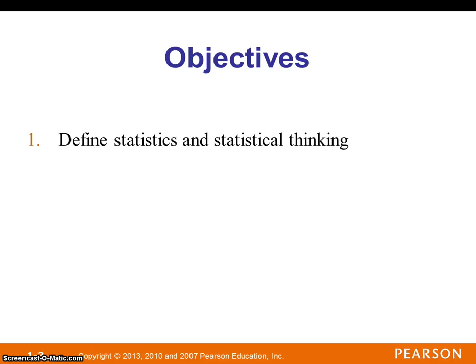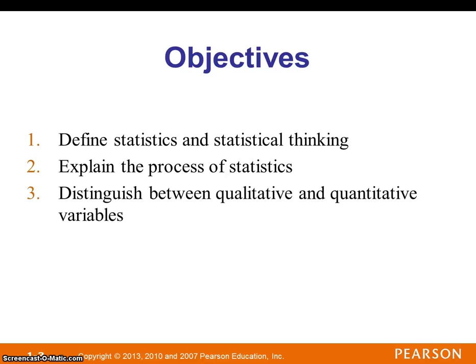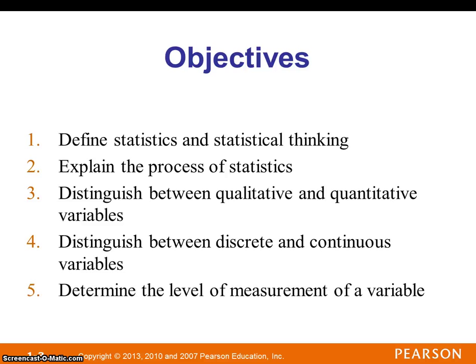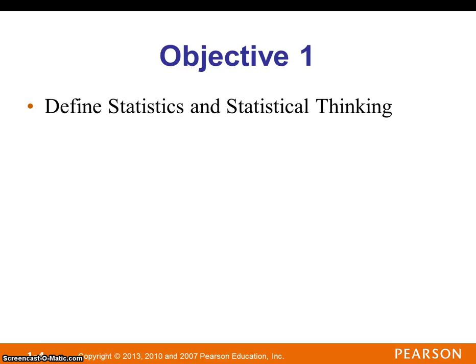Some of the things we'll cover in this section is define statistics and statistical thinking. And then we'll explain the process of statistics, distinguish between qualitative and quantitative variables, distinguish between discrete and continuous variables, and determine the level of measurement of a variable. So the first objective, we want to define what statistics and statistical thinking is.